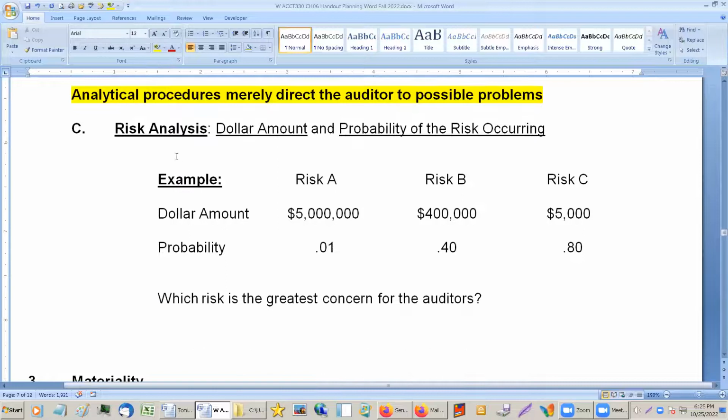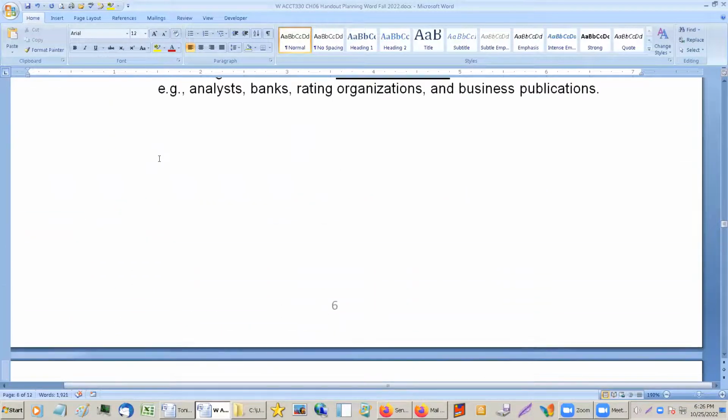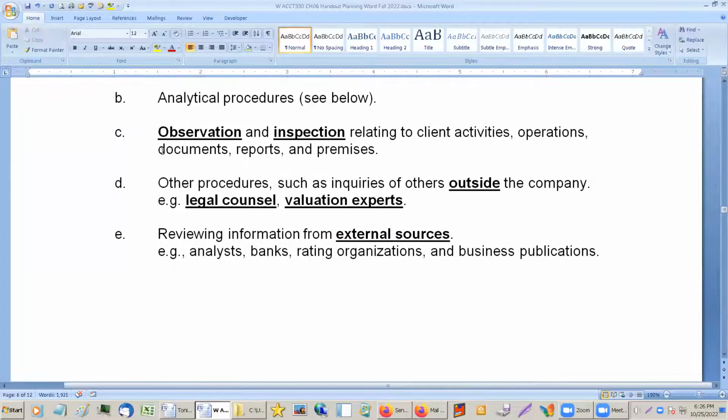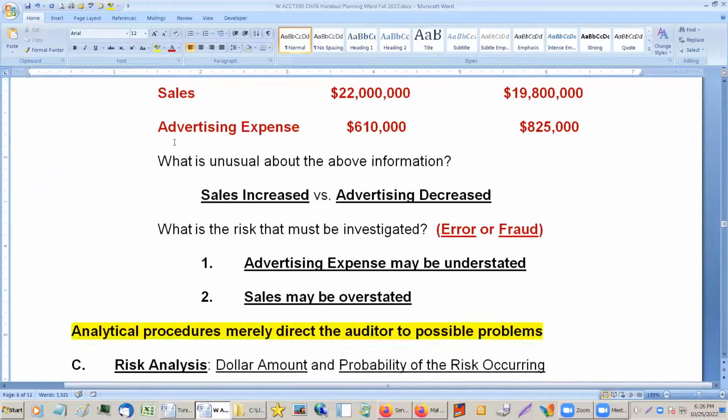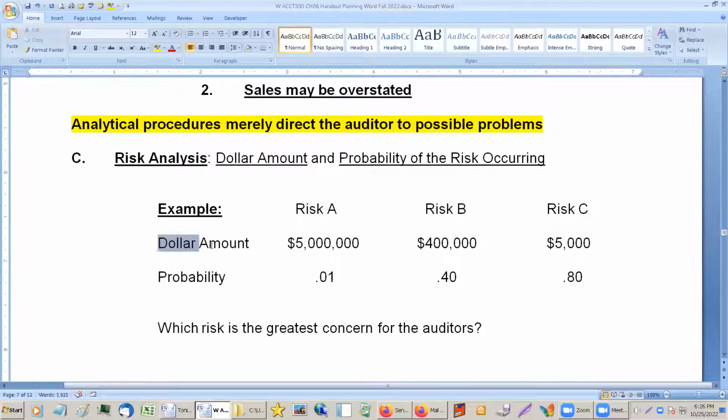Now, when it comes to risks, we use analytical procedures probably to look for the risks involved, and when we come to a risk, there are always two parts to a risk. There's a dollar amount, and there's a probability.